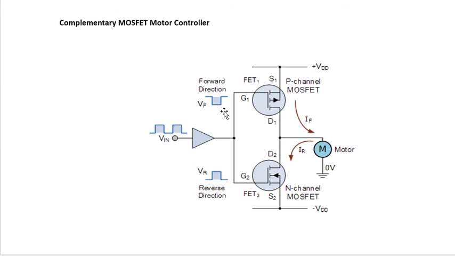And when we provide a negative gate pulse, then this will not turn on, only this MOSFET will turn on, and at that time current will flow from this direction to this direction, from positive to ground, and the motor will have a reverse direction.